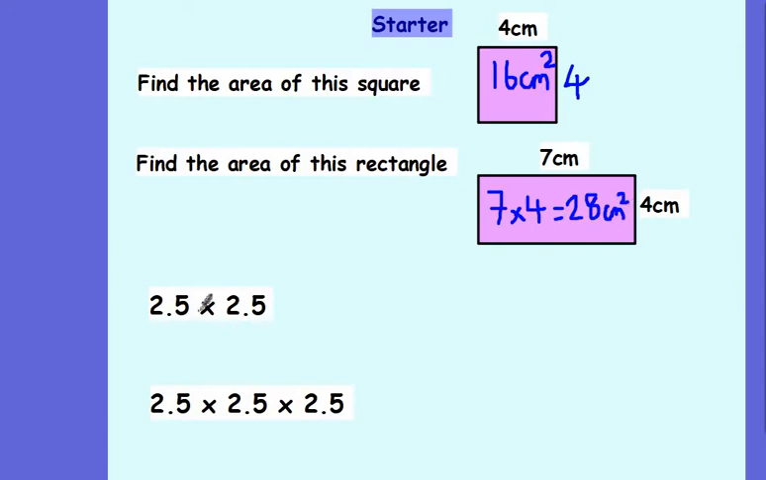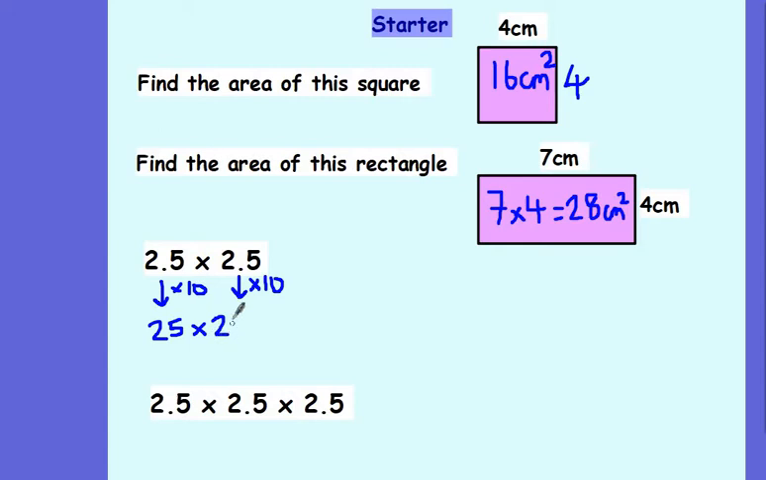For the next question, I asked you to find 2.5 times 2.5. Now the first thing I'm going to do is multiply both of those numbers by 10. So the calculation I'm doing is going to be 25 times 25. Now I can do that either using column method or I can use my grid method, I do not mind. But 25 times 25 is going to give me 625. But that's not the question.